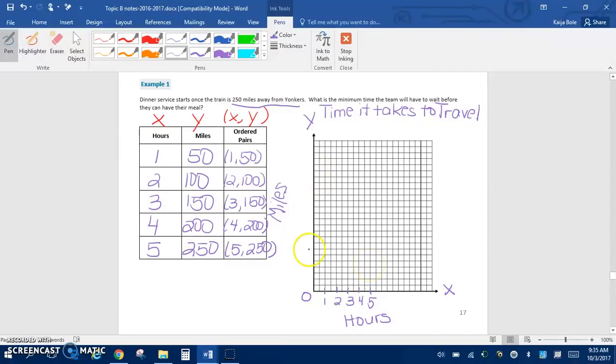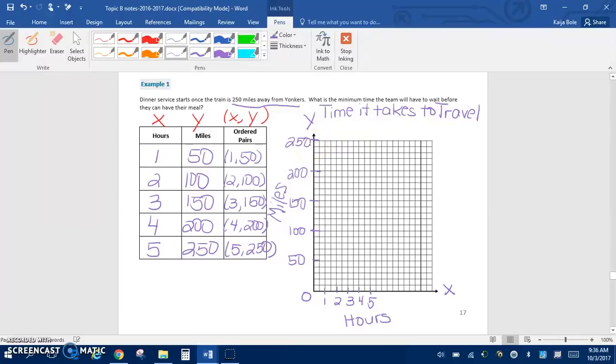And by miles, we went by 50. So I'm going to count every line as 10. So we have 10, 20, 30, 40. This would be 50. 60, 70, 80, 90, 100, and then 110, 120, 130, 140, 150, this is 150, 160, 170, 180, 190, 200, and then 210, 220, 230, 240, and the top one is 250.